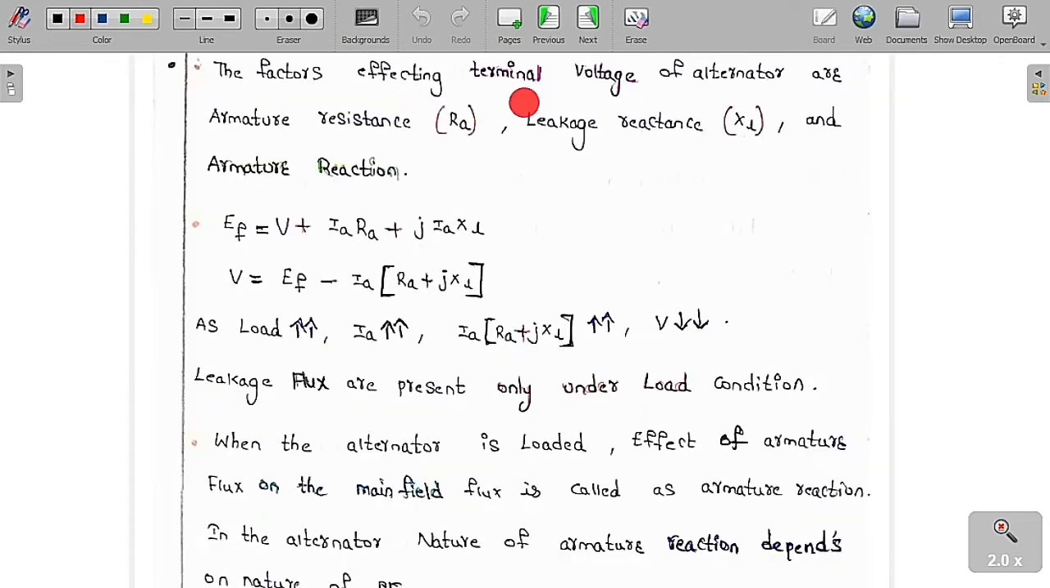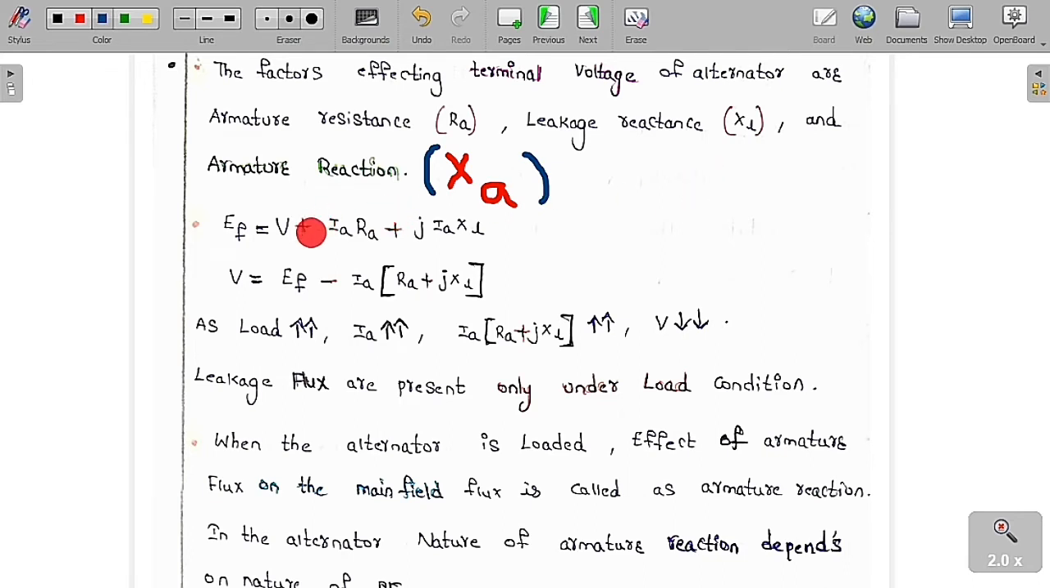The factors affecting the terminal voltage of an alternator are the armature resistance RA, leakage reactance XL and the armature reaction reactance, which is XA. Here we have to write the armature reaction reactance, basically XA. I have already told you that the summation of XA plus XL is called the synchronous reactance.